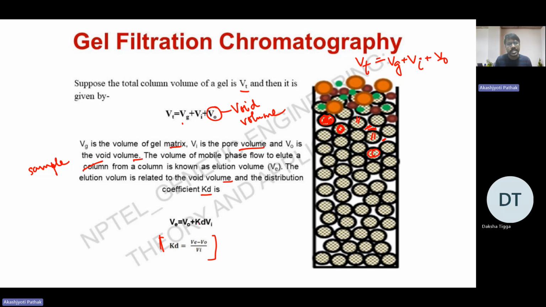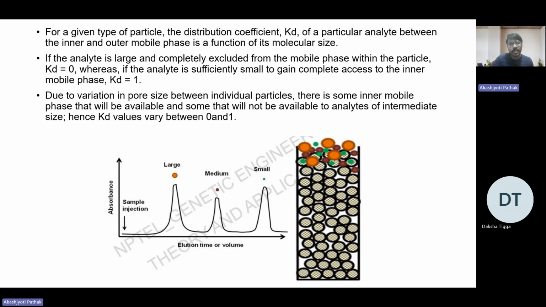Kd is the distribution coefficient. We learned in the last class that it is the ratio of the concentration of a molecule in one phase over the other phase. So Kd is (Ve minus Vo) by Vi. Here Ve is the elution volume, Vo is the void volume, and Vi is the volume of the pores. So now these molecules will have different Kd values. The ones having Kd value 1, then what does it mean?